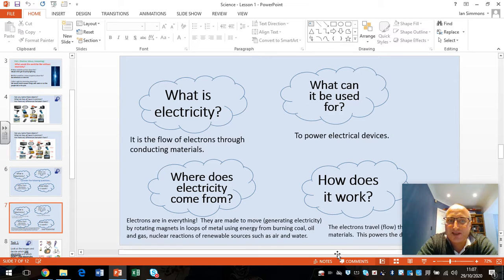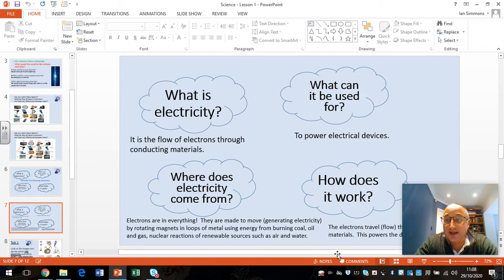Okay, so what is electricity? Well, it's a flow of electrons through conducting materials such as metal. What can it be used for? To power devices. How does it work? Well, as the electrons move, they create power. That then causes your device to work. Now, where does it come from? It's a bit more tricky.